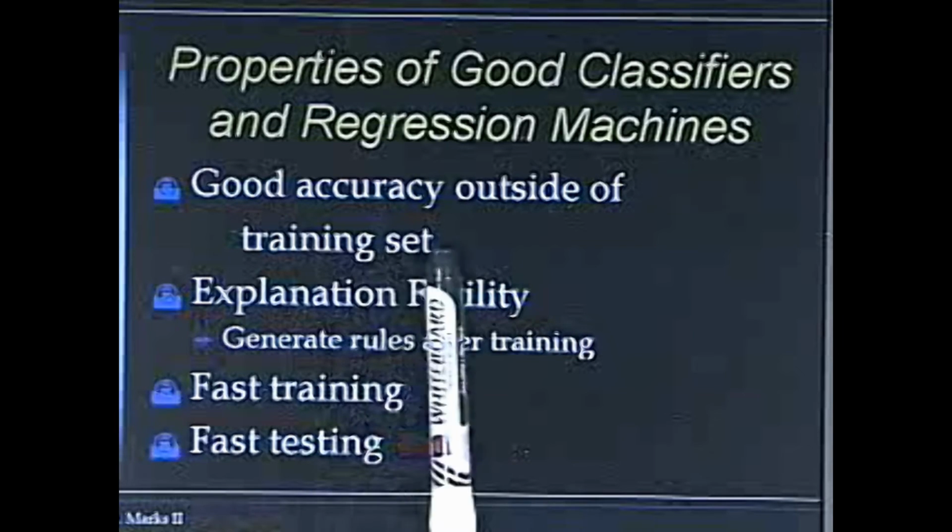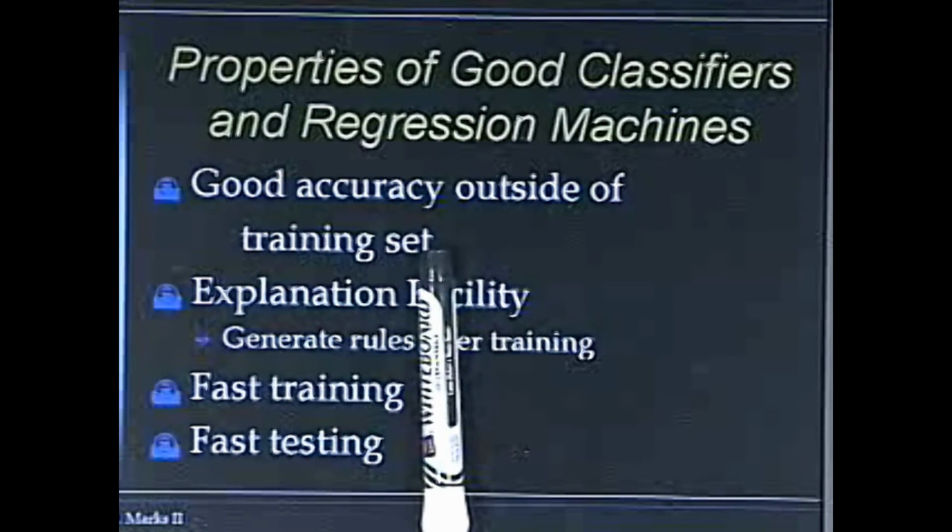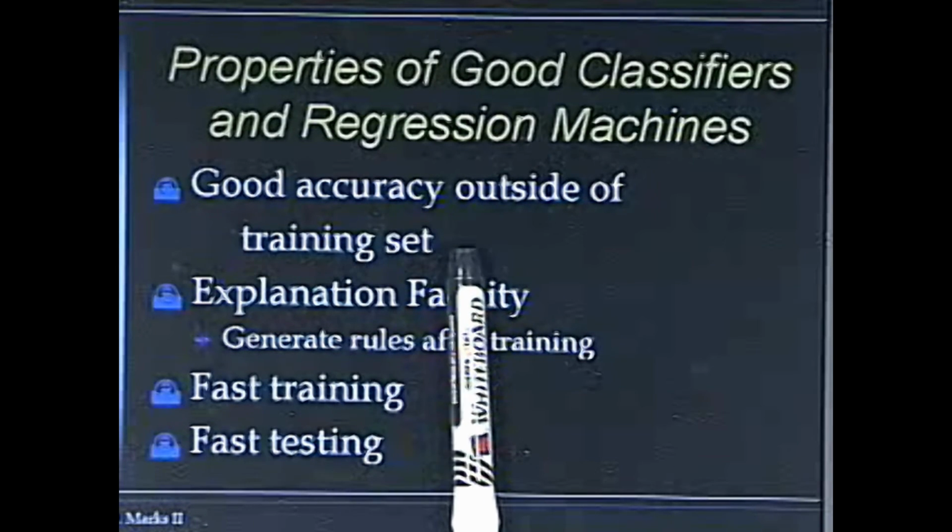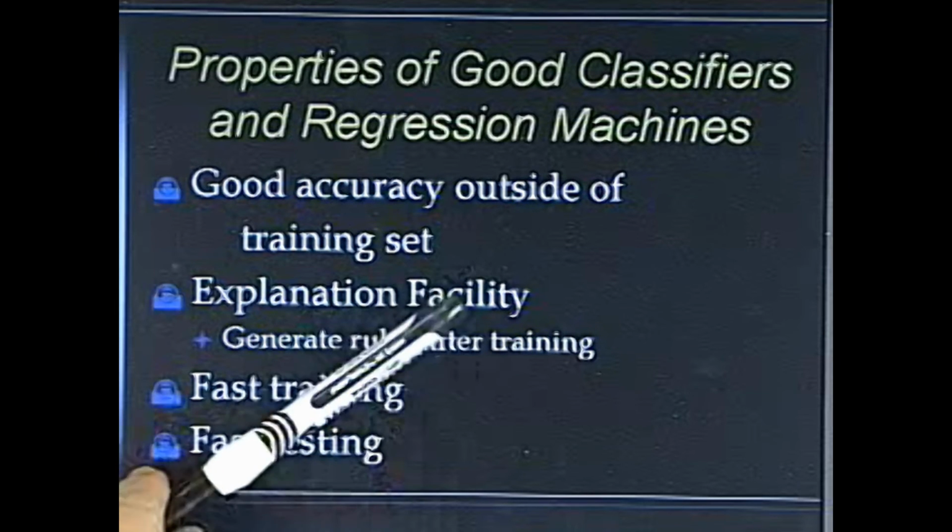This is that learning versus memorization sort of problem. We would like it to be able to learn and not memorize. That means that when you present it something it hasn't seen before, it will respond in an accurate sort of way. Number two is to have an explanation facility.